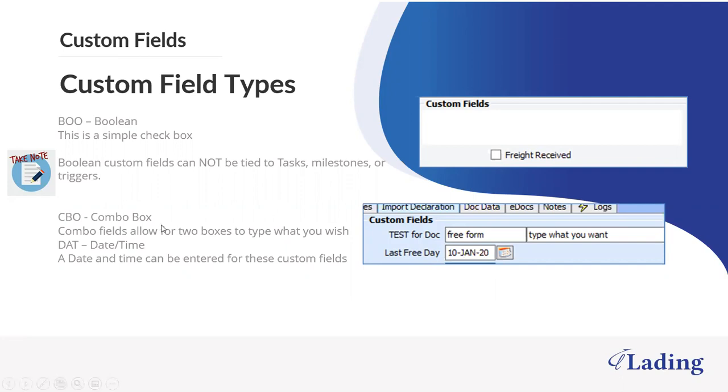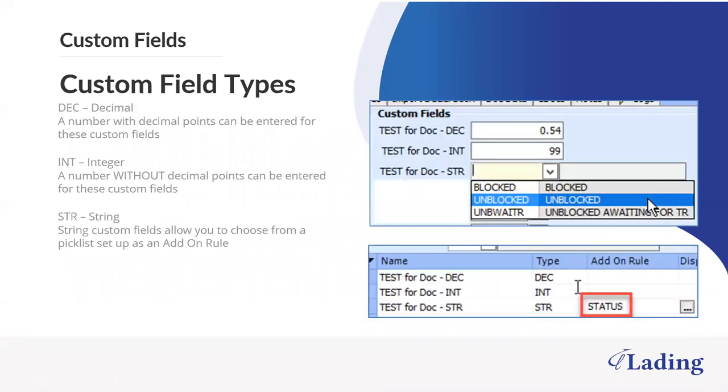There's also a combo box. Those of you who've been using CargoWise for a while, this one's relatively new. It gives you 2 free form text boxes. The other types of custom fields, you've got decimal and integer, basically numeric fields with or without a decimal. STR is string. That is how you set up a pick list.